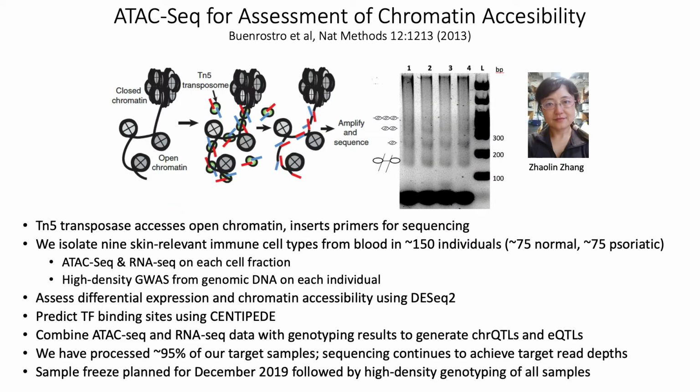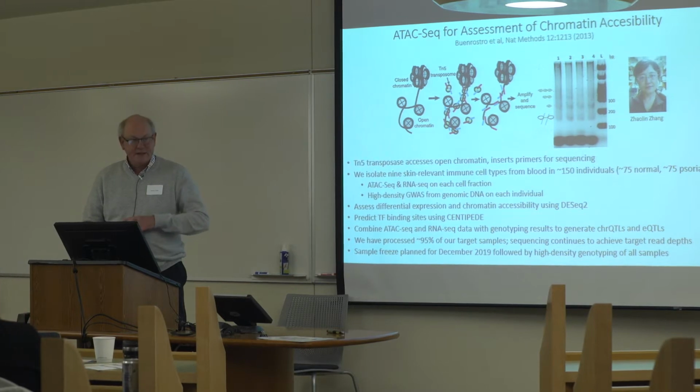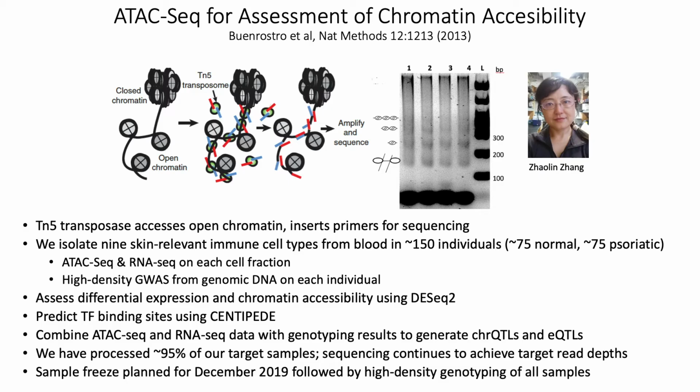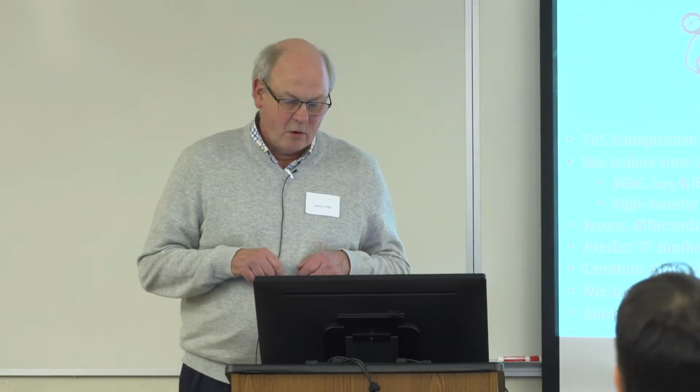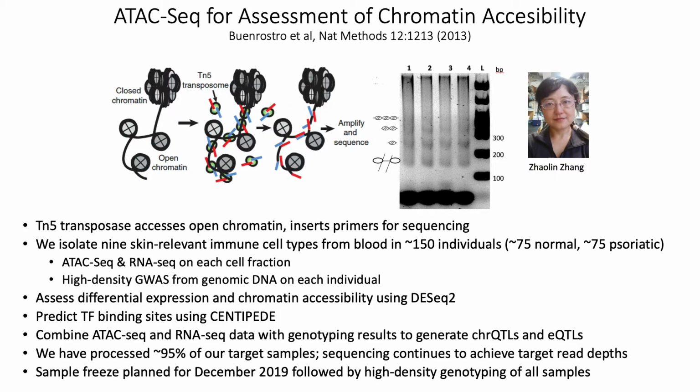So many of you are, I'm sure, familiar with ATAC-seq. We've been doing it for about 4 years now. We've gotten pretty good at it. And what we're basically getting is a map of open chromatin across the genome. We are then coupling that with a GWAS genotyping on everybody. We're hoping that we can have a decent power with about 150 people. About half are normal and half are psoriatic.